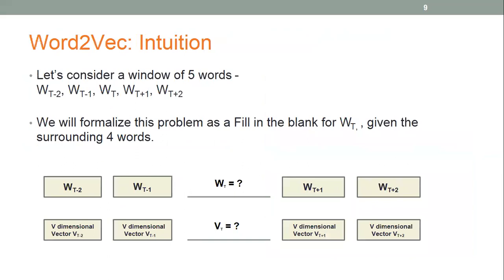Let us consider that we have a long text input, and we put a window of 5 words on top of that text, which starts from WT minus 2 and ends at WT plus 2, with WT being the central word. And we formalize this problem as a fill in the blank, in such a way that given the previous two words and the next two words, can we predict the word in between?